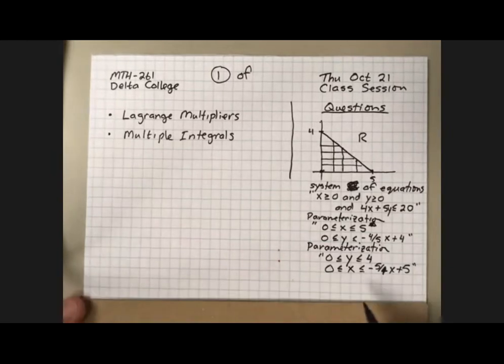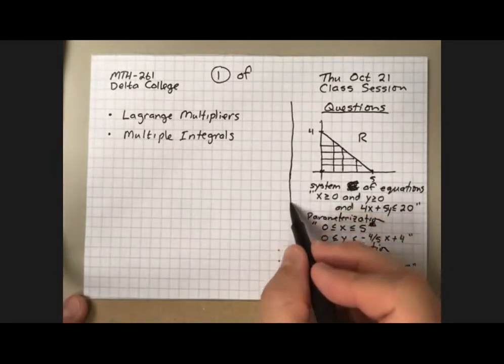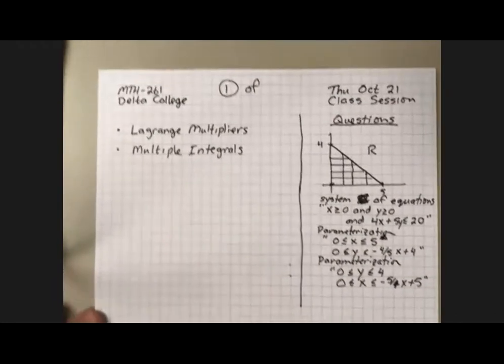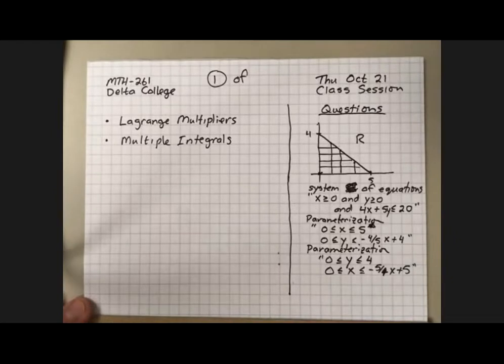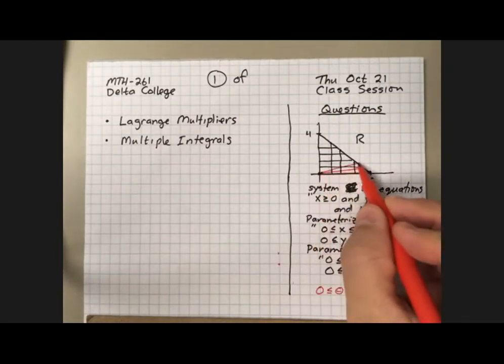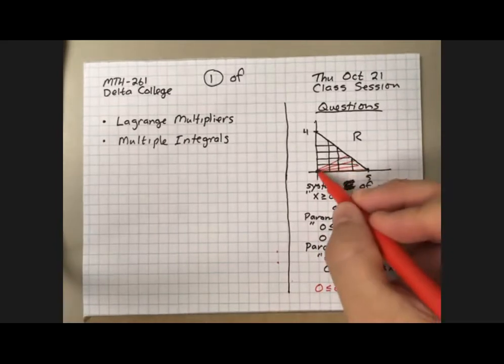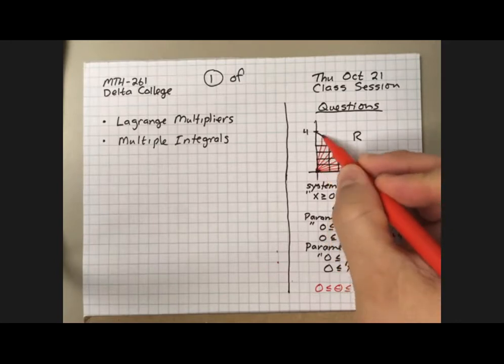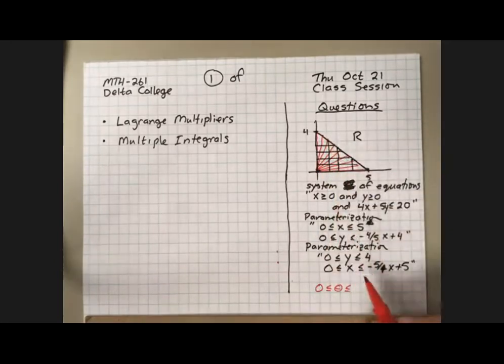I could give other parameterizations of this too, and this relates to a question that came up on the exam. So one convenient way to parameterize this might be radially. I could say, let theta run from 0 to pi over 2. And then my task is to describe every r that I could encounter as I go from 0 to pi over 2.